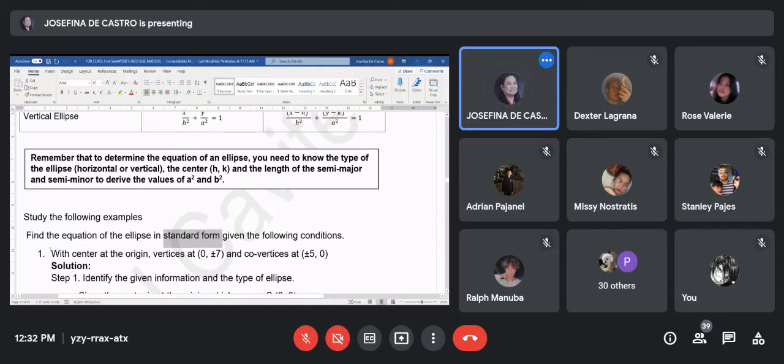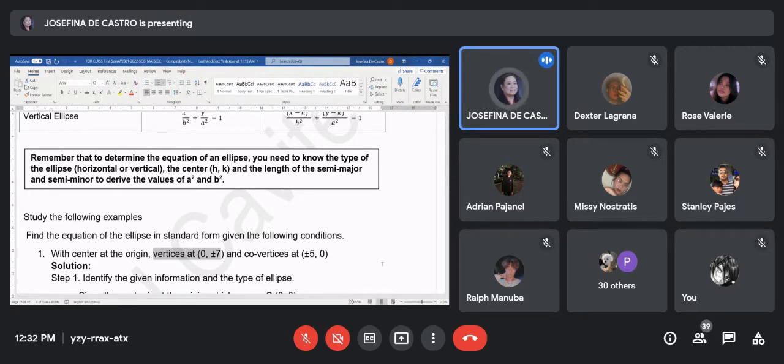SF na lang. With center at the origin, vertices at (0, ±7). Dalawa po ito: (0, 7) and (0, -7). And co-vertices (±5, 0): (5, 0) and (-5, 0). So from here, makikita natin the vertices lie on the y-axis. So in other words, vertical siya.